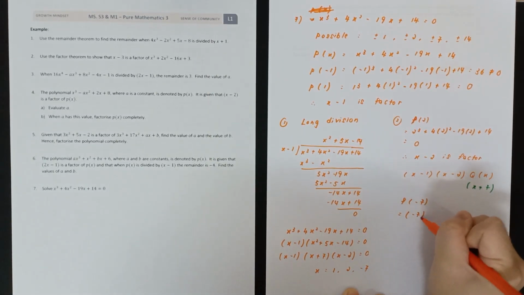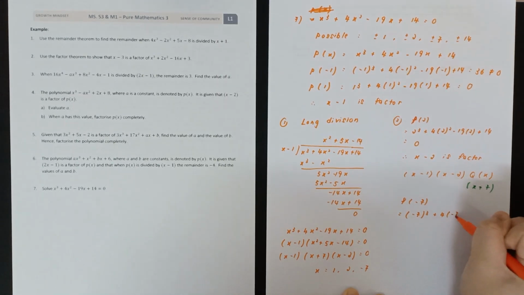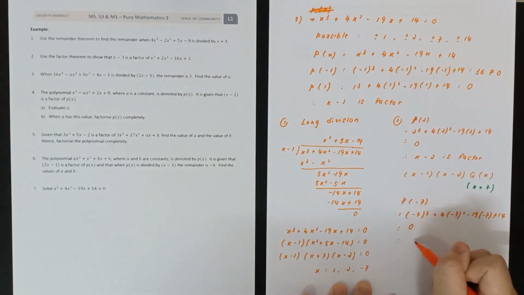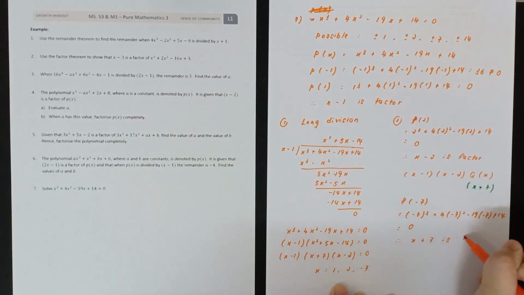Okay, so negative 7 cubed plus 4 times negative 7 squared minus 19 times negative 7 plus 14. So negative 343, then plus 4 times 49, plus 19 times 7, and plus 14. Yes, I'm getting 0. So that's why I know that x plus 7 is the other factor.